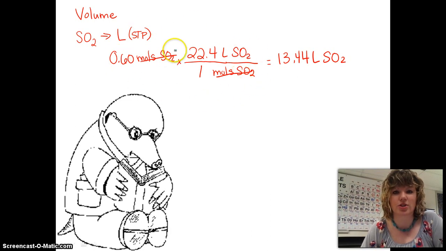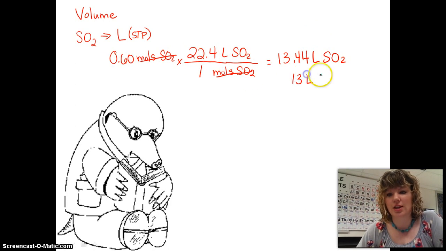Now, remember, most teachers will give you 1 point for setting up this problem correctly, using the correct conversion factor, canceling out your units, etc. 1 point for the correct answer, 1 point for the units being correct and canceled out, and then 1 point for correct scientific notation and significant figures. So in this case, we would need 2 significant figures, and so our answer would be 13 liters of SO2.